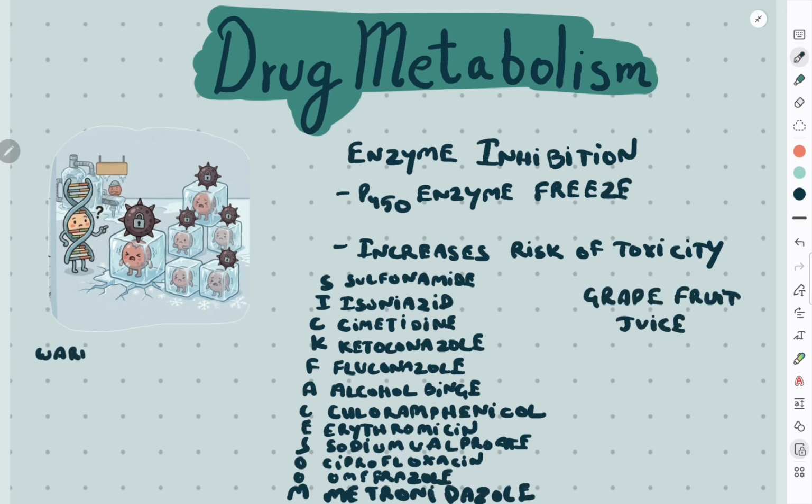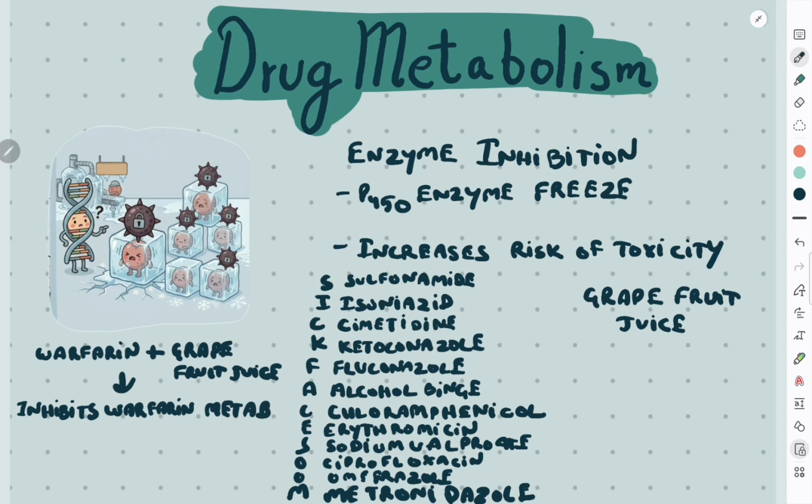If a patient taking the blood thinner warfarin drinks grapefruit juice, the inhibition stops warfarin metabolism, causing their blood levels to spike and putting them at massive risk for fatal internal bleeding.